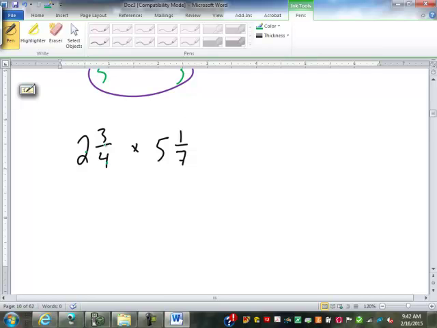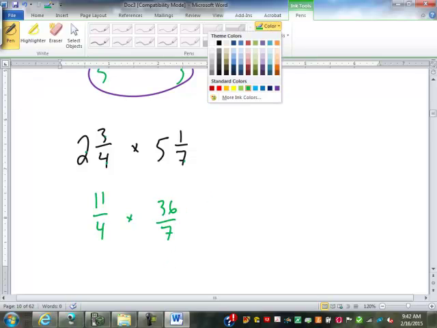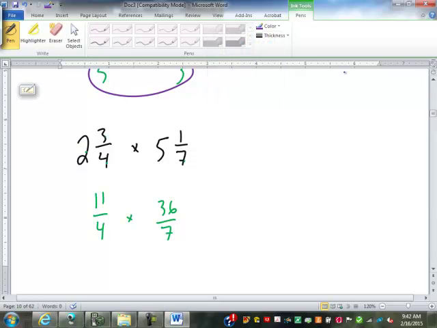2 times 4 is 8, plus 3 is 11, so we make that 11/4. Times 5 times 7 is 35, plus 1 is 36, so that's 36/7. And then we multiply. Now, just like before, we can cross-cancel. 4 and 36 are both divisible by 4, which will give me 1 and 9. So 11 times 9 is 99. 1 times 7 is 7.